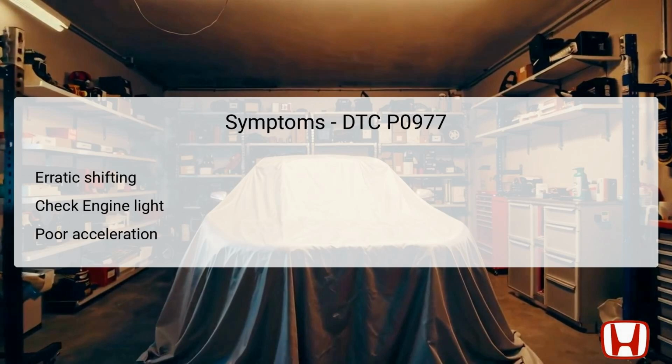When experiencing issues related to DTC P0977, several symptoms may arise. One predominant indicator is erratic or harsh shifting, where the transmission struggles to change gears smoothly. Drivers may also notice the check engine light illuminating on the dashboard, signaling an underlying issue that needs attention. Another common symptom might be poor vehicle acceleration, as a malfunctioning solenoid can impede performance. These symptoms can be frustrating for the driver and may indicate a serious issue that requires immediate repair to avoid further damage to the transmission system.